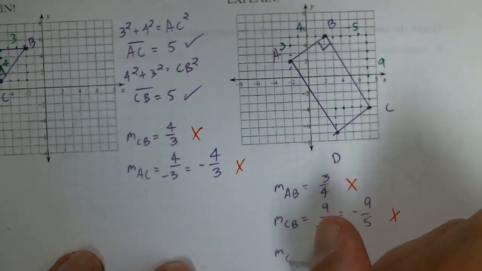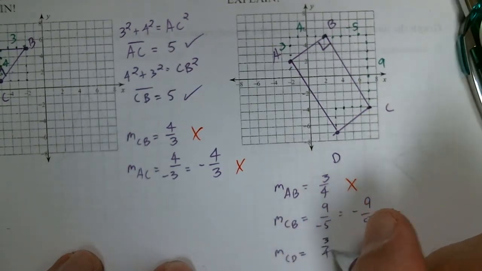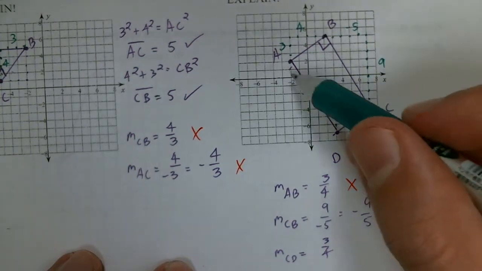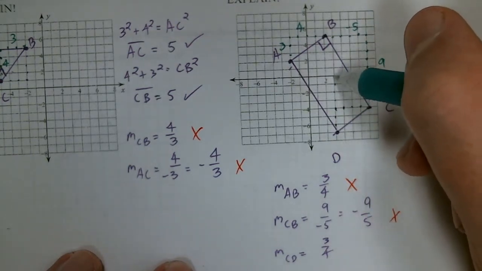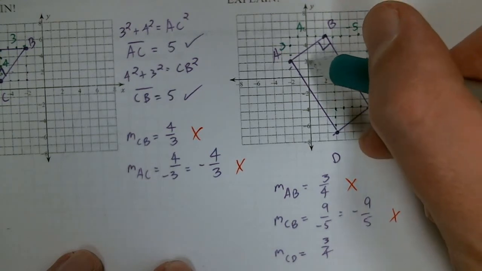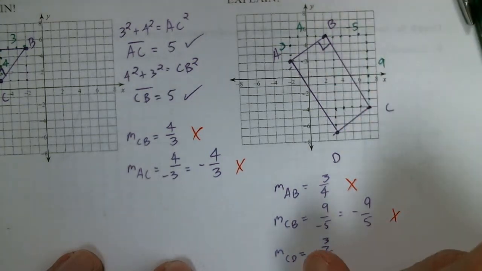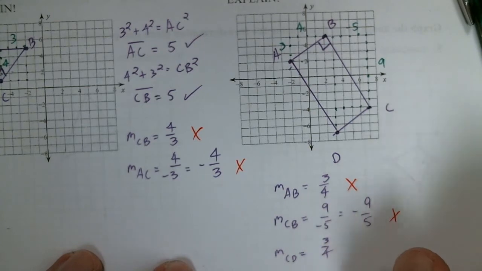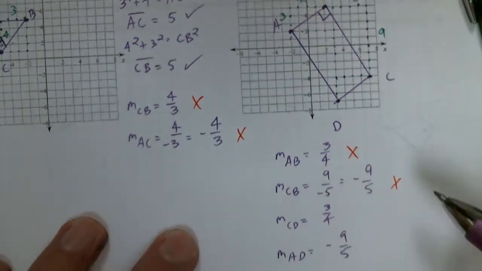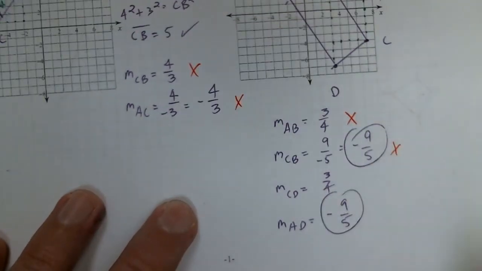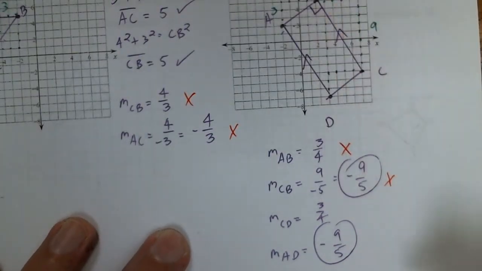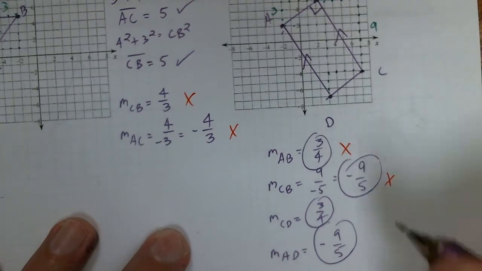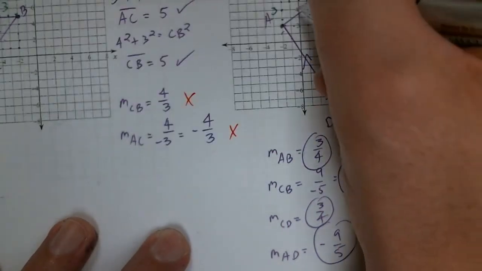So the slope of CD is also 3/4. And the slope of AD, I'm going to start at the bottom, point 1, 2, 3, 4, 5, 6, 7, 8, 9, 1, 2, 3, 4, 5. So the slope of AD is also negative 9/5. Okay, so you notice those two guys are parallel because those slopes are the same, so parallel, parallel. 3/4 and 3/4 are the same, so these two guys are parallel.